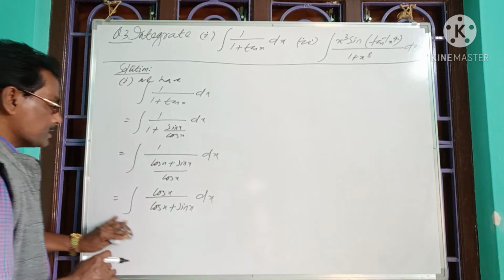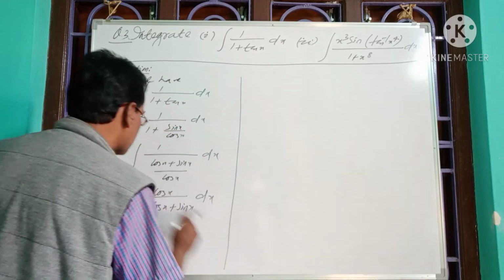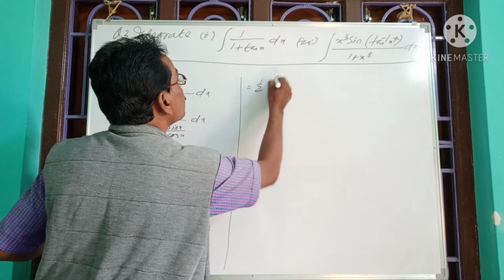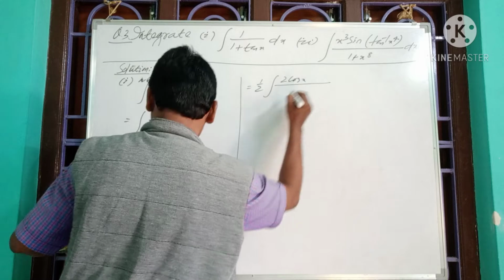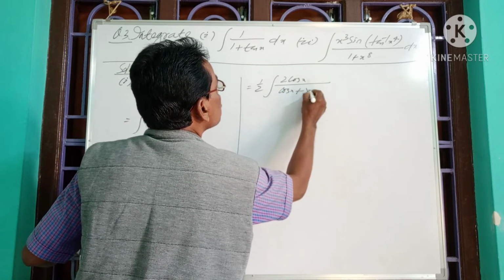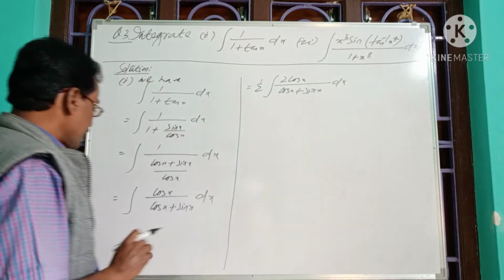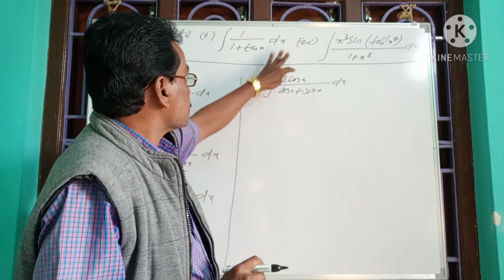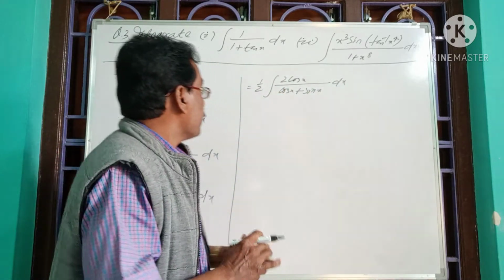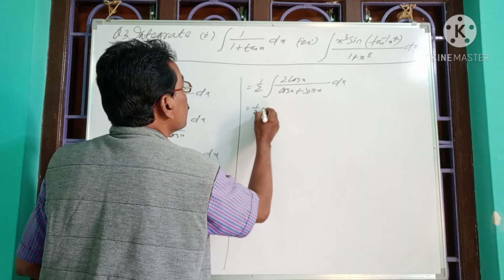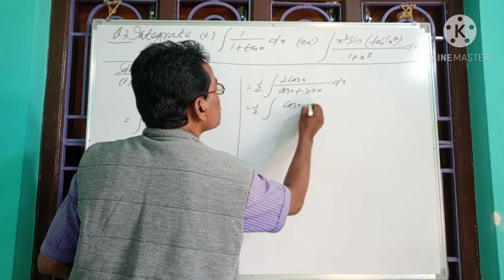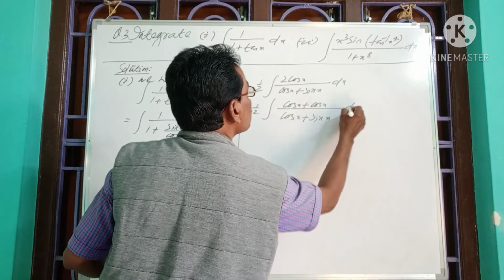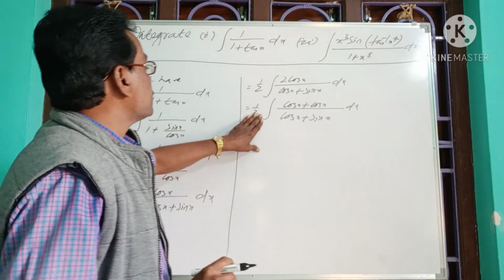So let us apply a special trick: let us multiply 2 with the cos x, and also multiply half with the integrand. So we have half into integration of 2 cos x by cos x plus sin x with respect to x. Here we multiplied half and 2 with the cos x. Now again breaking 2 cos x as cos x plus cos x, we have half into integration of cos x plus cos x by cos x plus sin x with respect to x. Again if you observe it, it is not integrable.